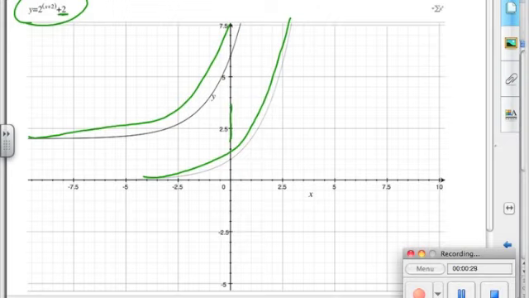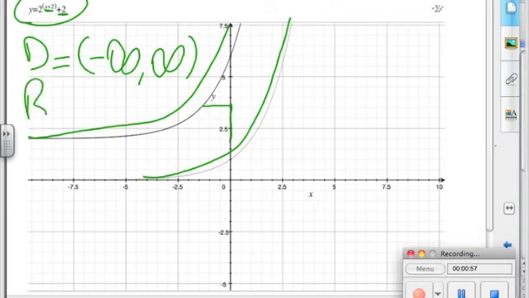And the reason it moves to the left is because of this x plus 2. Whenever you have an x plus 2, when the x and 2 are combined, it moves to the right or left. Since it's a positive, like in quadratics, it moves to the left, so it moves over 2 spaces. The domain for this function is negative infinity to positive infinity, and the range for this function is 2 to positive infinity.